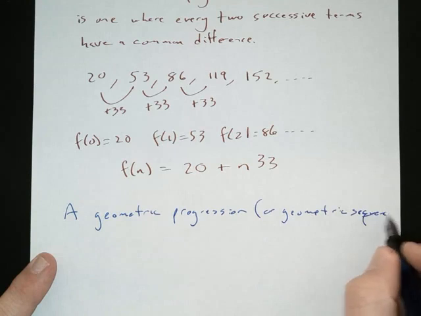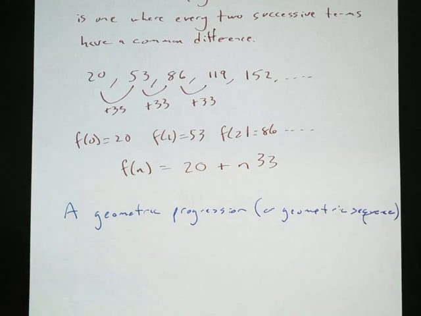So let's change the word arithmetic to geometric. And then instead of adding the same term, we'll multiply.